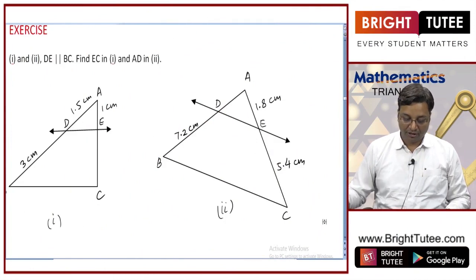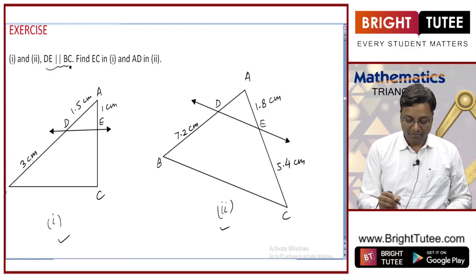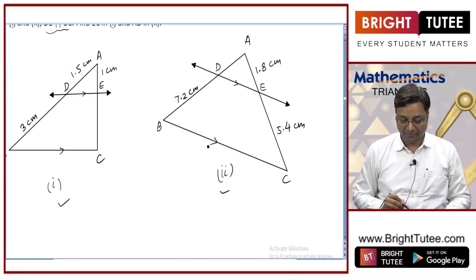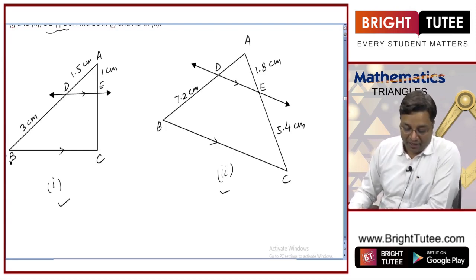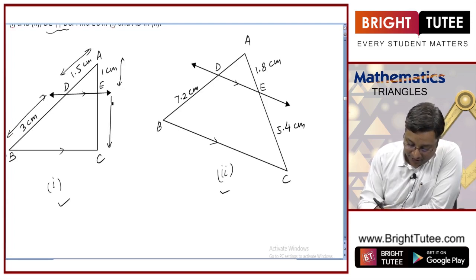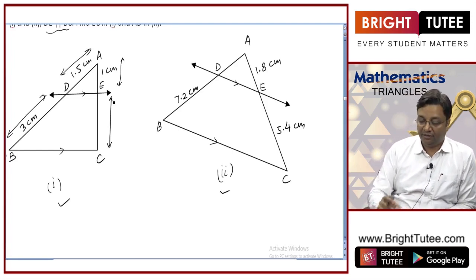Now let us look at these questions. In these two figures, DE is parallel to BC. So in both the figures, this line is parallel to this line. So in this, DE is parallel to this, right? So this is B. Okay. Now we are given AD and DB, AE, but EC is missing. So using BPT we will find the missing sides or missing lengths.